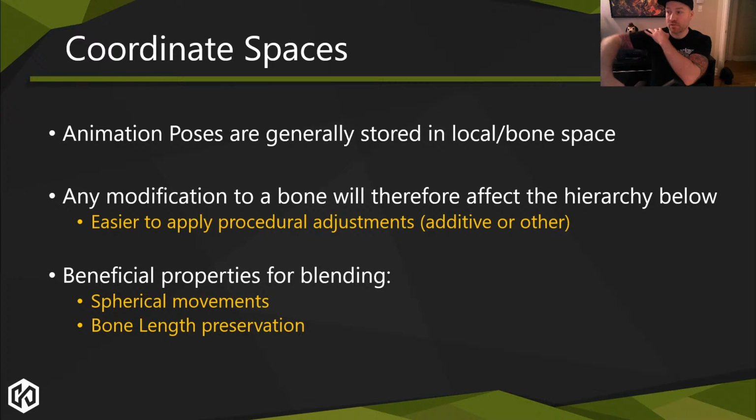So if I rotate the elbow, my arm goes with it. So I can pose my arm and I can then rotate it. That's beneficial because we don't necessarily want to recalculate everything individually and set them always in global. We just want to say, okay, just rotate the arm, the shoulder. That's kind of simple. It's also a lot easier to apply procedural adjustments.